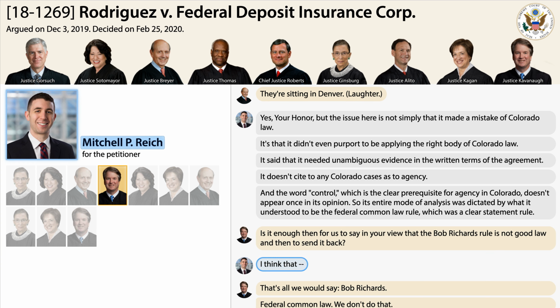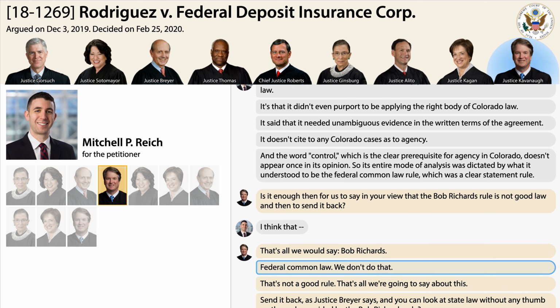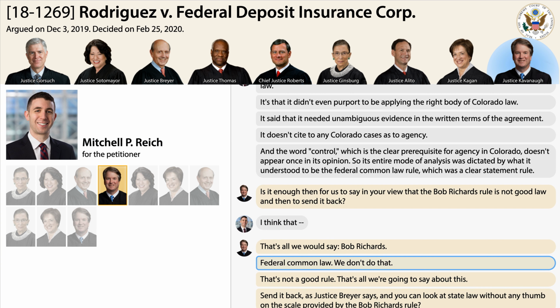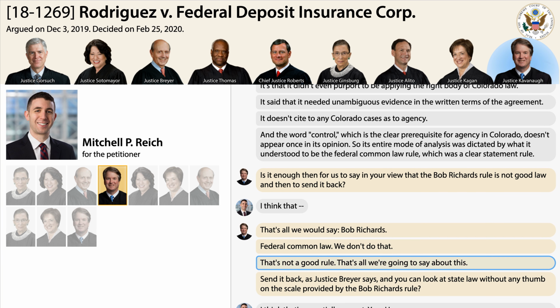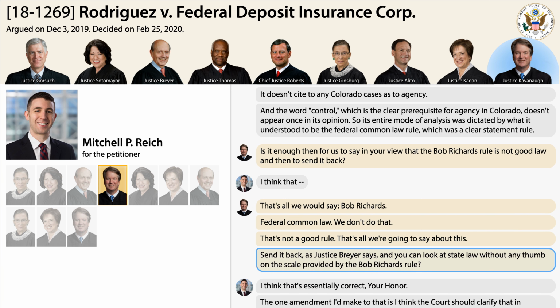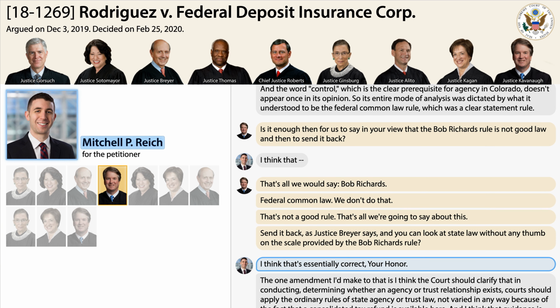I think that that's all we would say. Bob Richards, federal common law, we don't do that. That's not a good rule. That's all we're going to say about this. Send it back, as Justice Breyer says, and you can look at state law without any thumb on the scale provided by the Bob Richards rule. I think that's essentially correct, Your Honor.